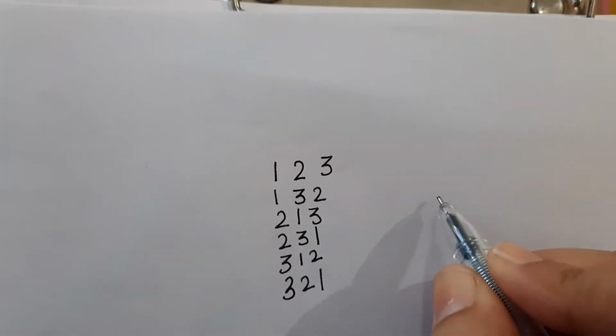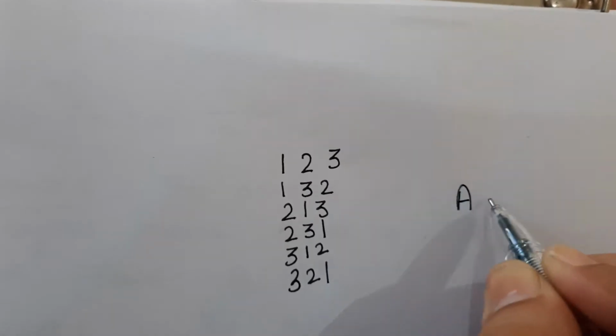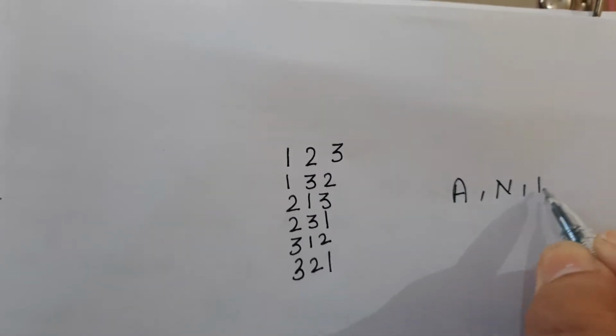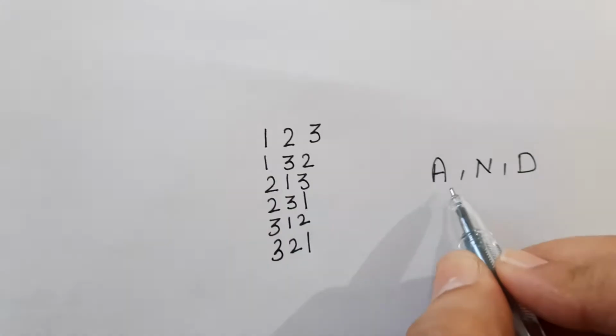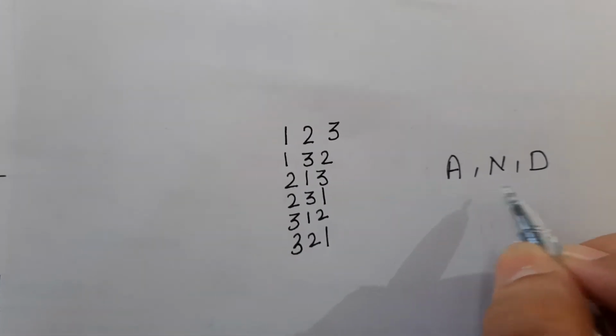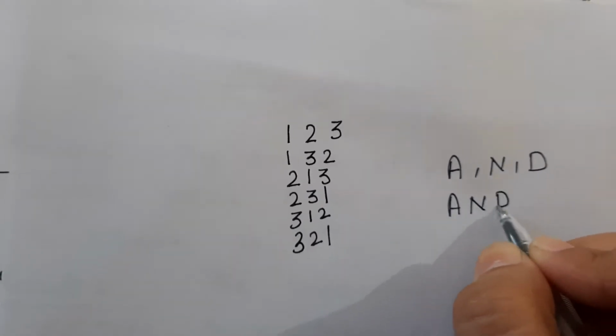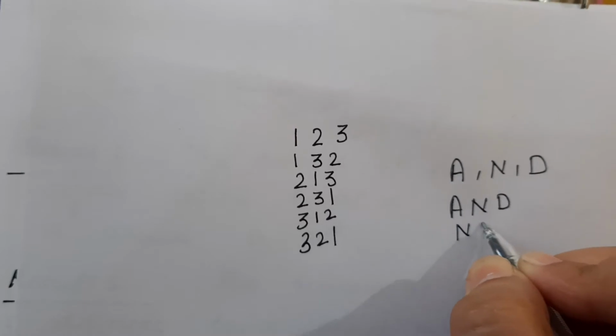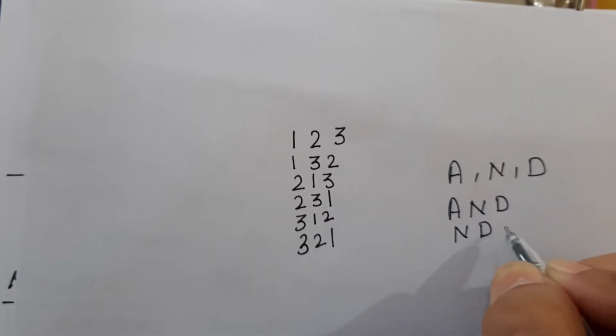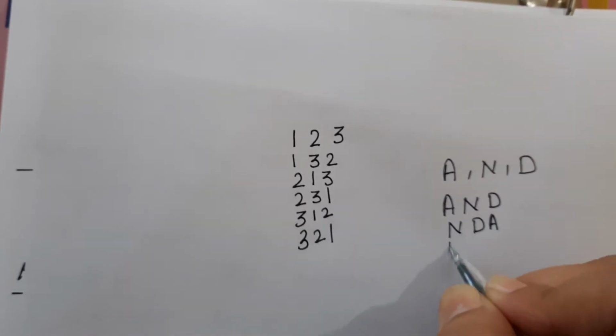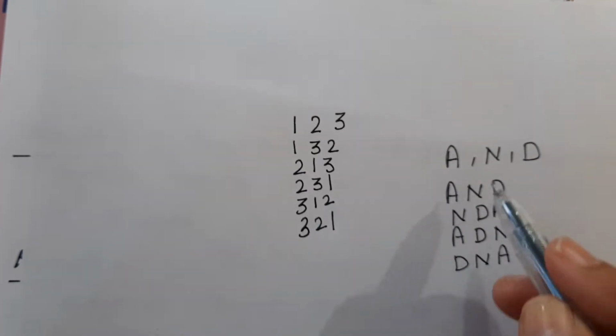The same is in the English alphabets. Like you have 3 letters A, N and D. You have to arrange these 3 letters and form words, with or without meaning, using all the letters of the word AND. Now first you can write AND itself. Now you can write NDA. You can also write ADN, then DNA. Next, in the same way you can write more arrangements.